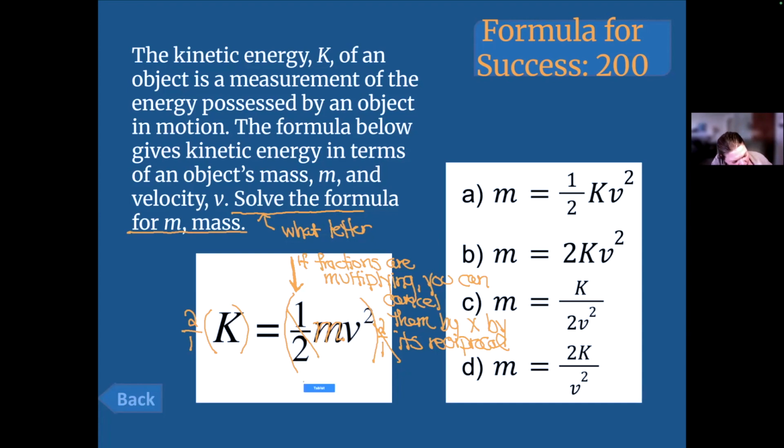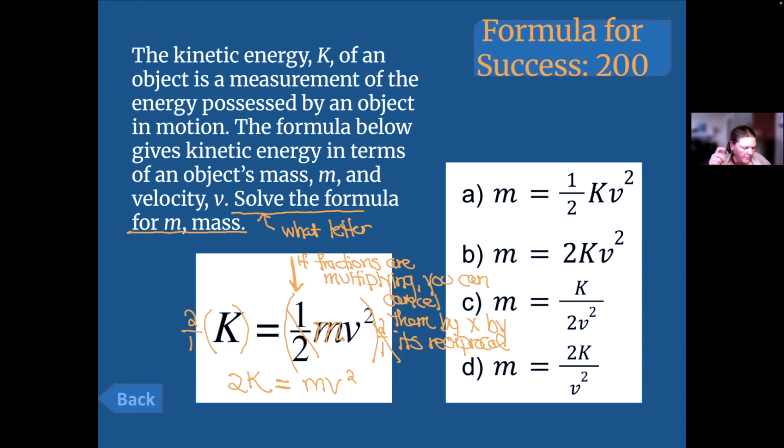And then I'm left with this mv squared here. And that's going to be equal to what? Well, 2 over 1 times k. Well, that's just 2k. Whenever you have a 1 on the bottom of a fraction, it drops away. Beautiful. Now, my goal, though, was to get what letter alone? Come back to our goal. Remind me what letter wants to be by itself.